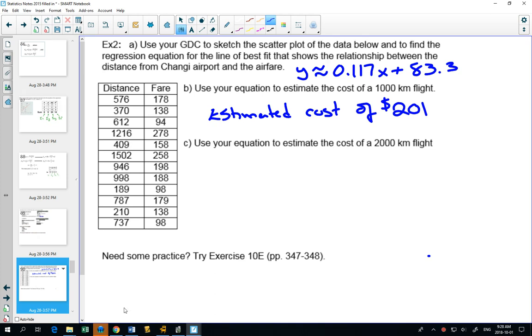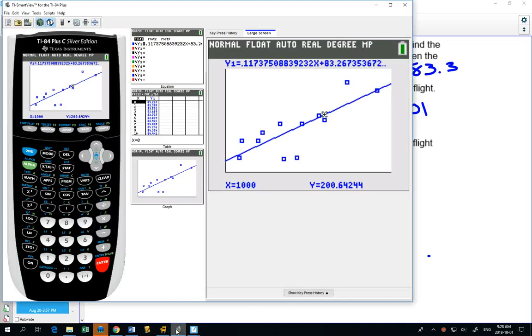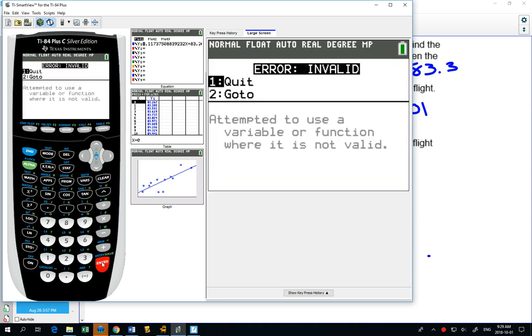Estimate your equation to find the cost of a 2,000-kilometer flight. Now, of course, I could also solve these ones by plugging 2,000 in for y and solving for x, right? And doing the algebra to figure that out. However, you're going to find that if you use the value part on your calculator, it can get your answer quicker. Now, if I go to type in 2,000 right now, I'm going to run into a problem because 2,000's outside of my window.